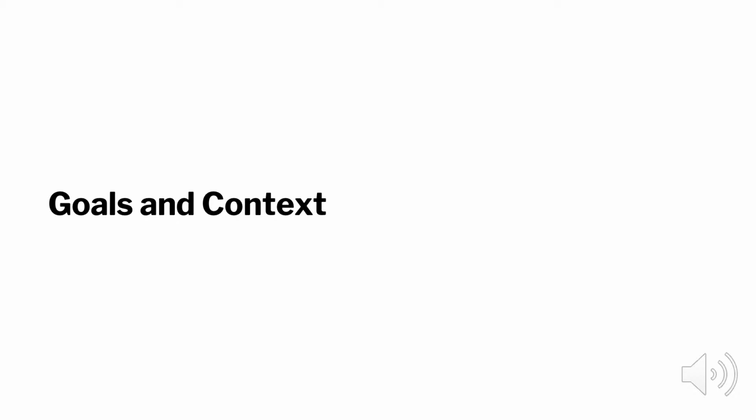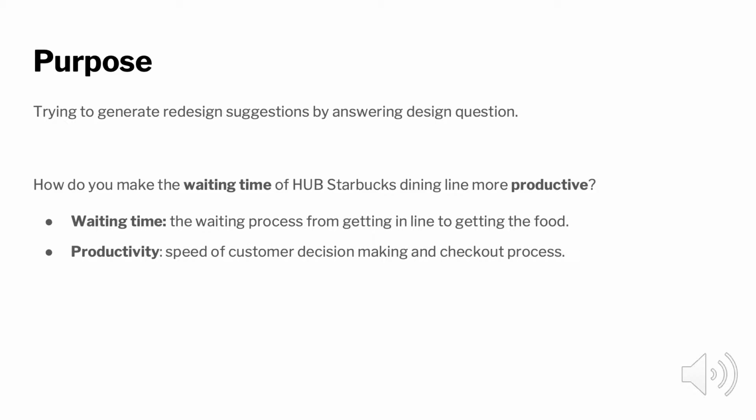Okay, let's begin with the goals and context of this study. The overarching purpose of the study is to generate redesign suggestions by answering the main design question. For my research study, the design question will be, how do you make the waiting time of the Hub Starbucks dining line more productive? I will define waiting time as the waiting process from getting in line to getting the food, and define productivity as the speed of the customer's decision making and checkout process.